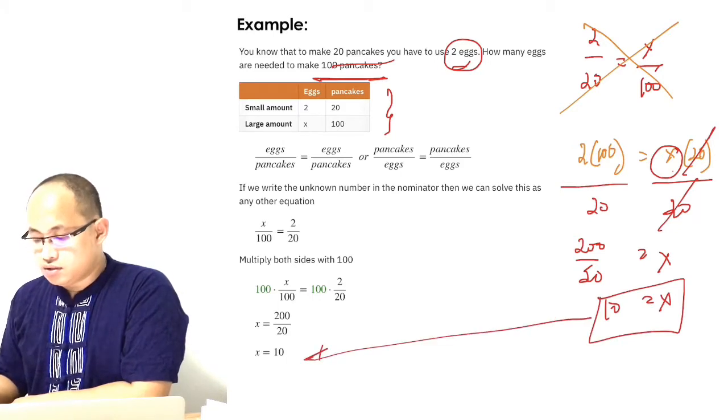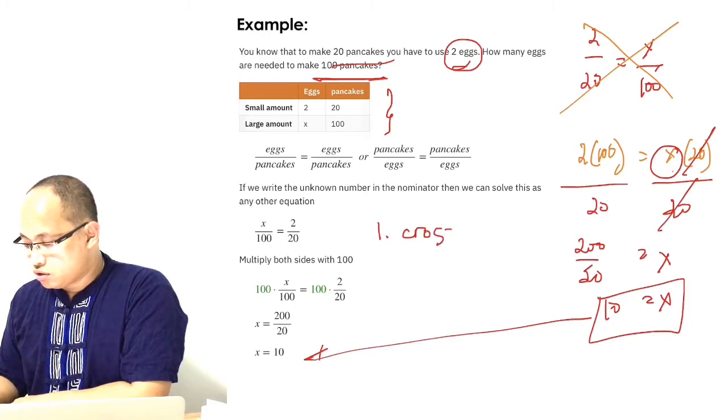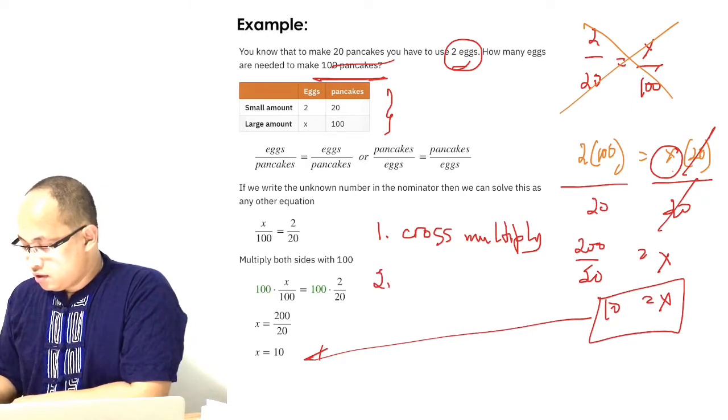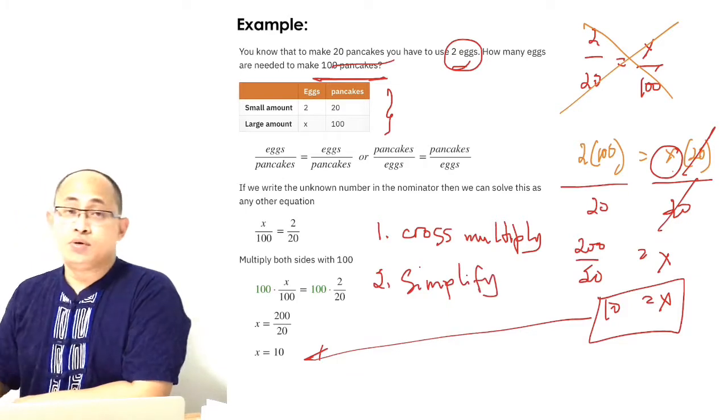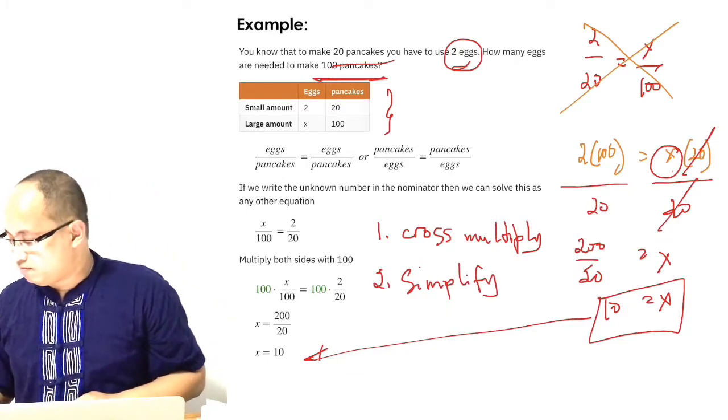Notice the steps. The first step that you're going to do is cross multiply. Second, simplify. This is a simple algebraic equation, an algebraic solution.